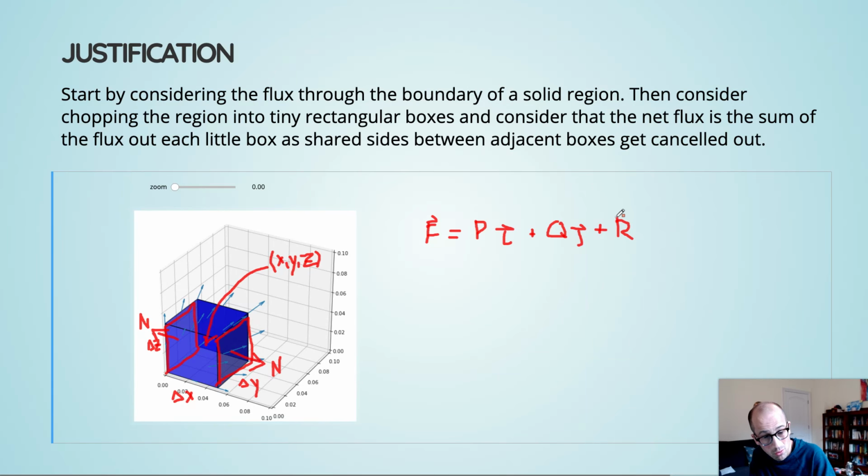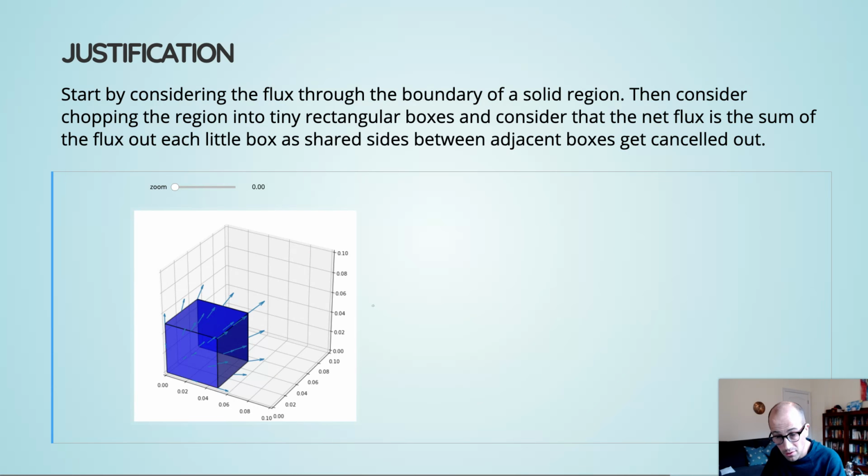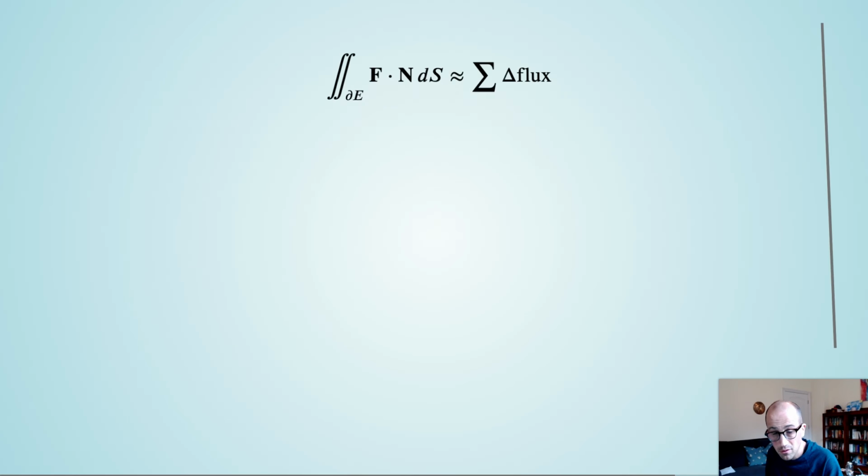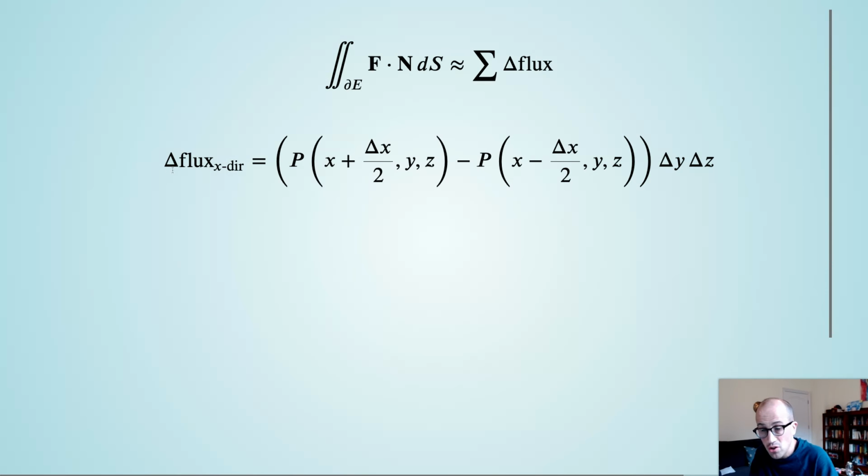So for the two surfaces I highlighted, Q and R don't come into it. It's only P that matters. So I'm going to find P at this point times delta y times delta z, minus P at this point, because now n points the opposite direction, times delta y times delta z. So I've got the delta flux just in the x direction, through those two sides perpendicular to the x-axis.